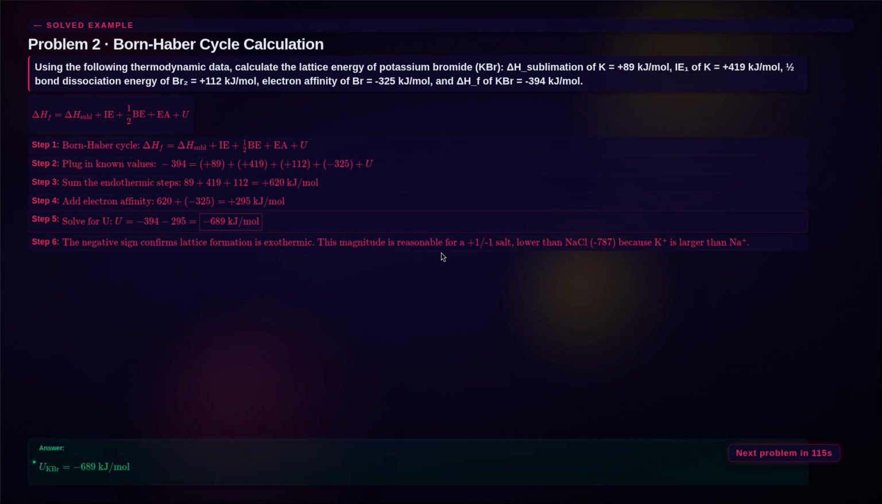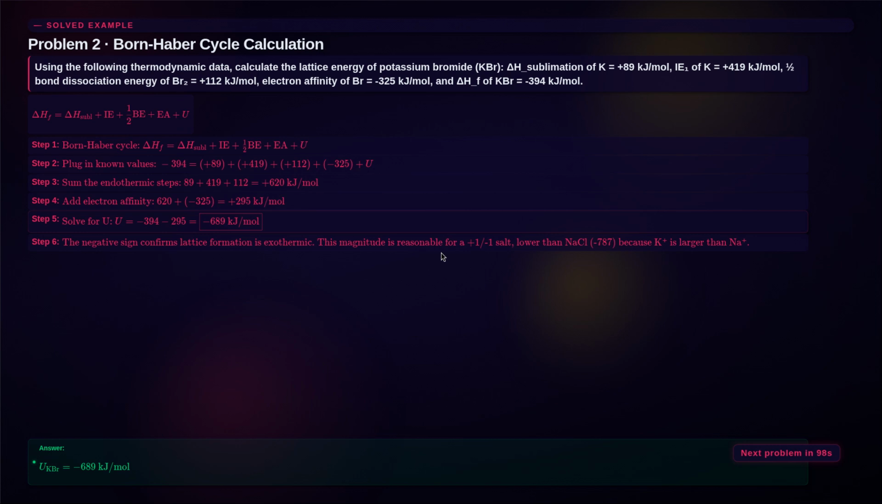Problem 2. Born Haber cycle calculation. Using the following thermodynamic data, calculate the lattice energy of potassium bromide. Sublimation of potassium plus 89 kilojoules per mole. First ionization of potassium plus 419.